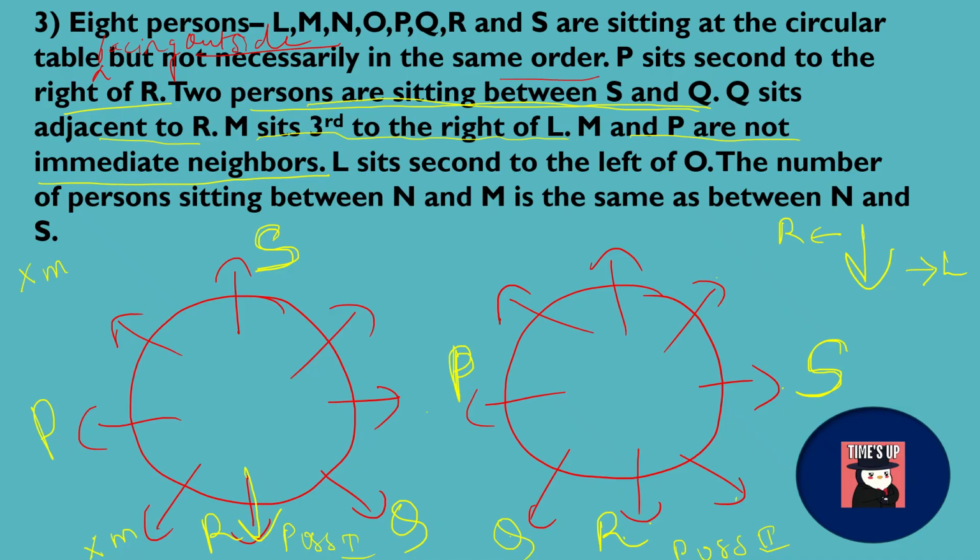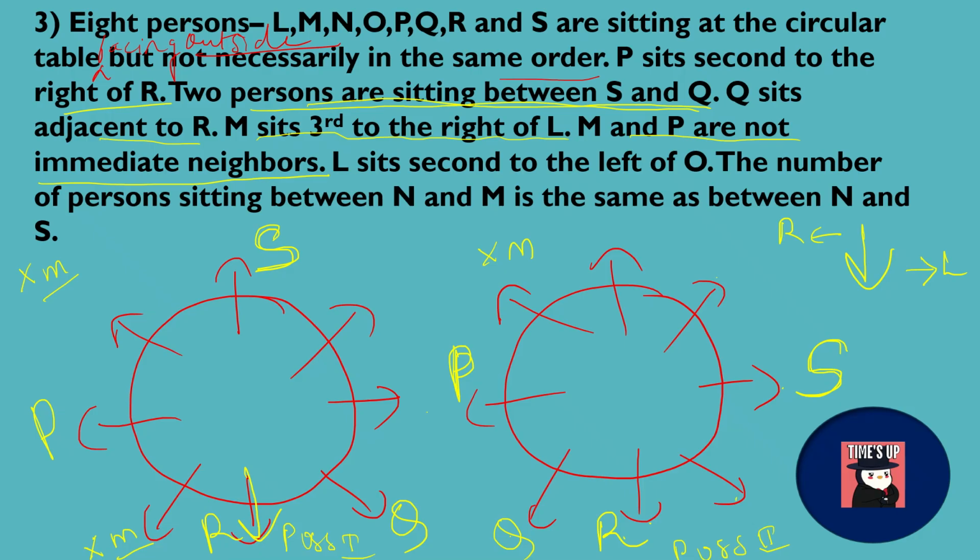M and P are not the immediate neighbors. M cannot be placed here. Next, M sits third to the right of L. M can't be placed here, M can't be placed here, and M should sit third to the right of L. So, what do you think where L should be placed then?